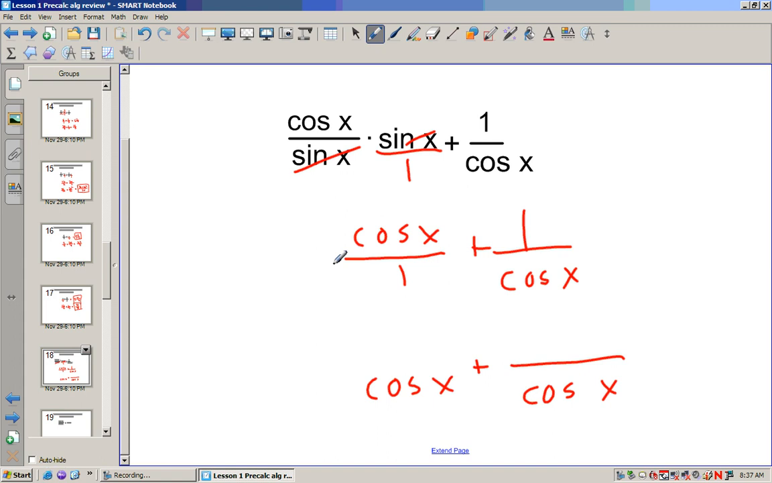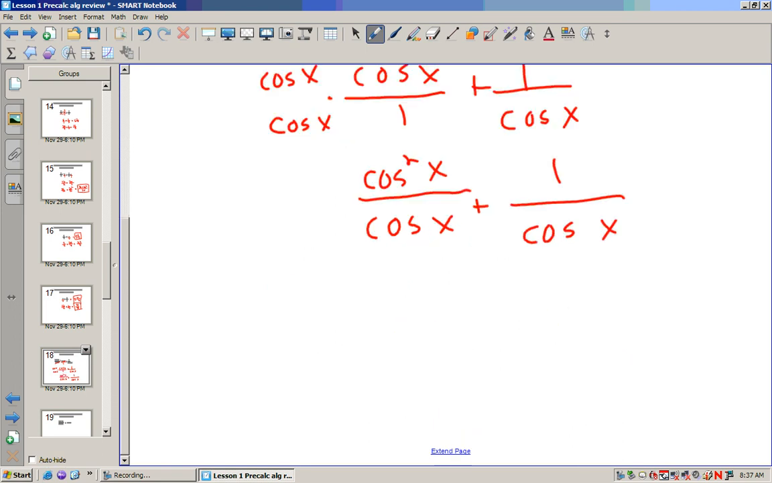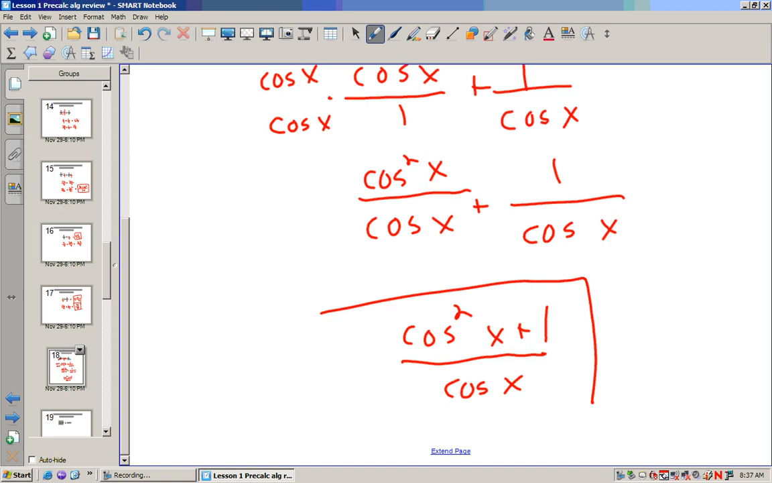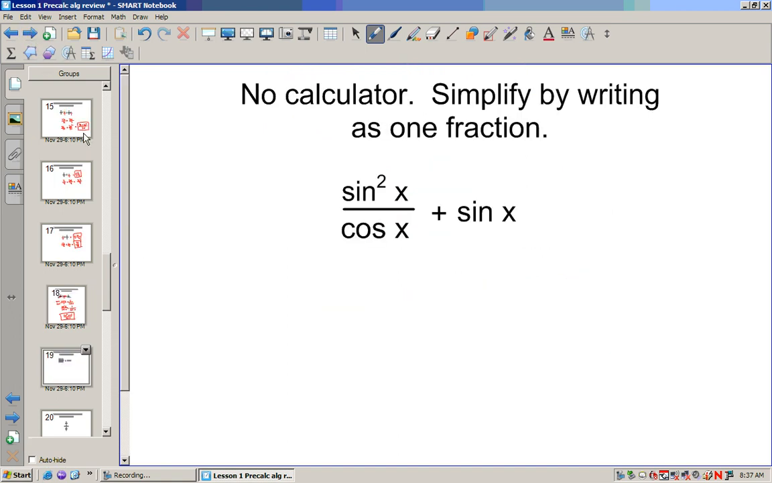Now we need a common denominator of cosine x. I multiplied this denominator by cosine x to have that work out, so I need to multiply the numerator. Cosine times cosine is cosine squared. So cosine squared x plus 1 over cosine x is going to be our answer. Let's try this one. Let's see how far you can go with this.